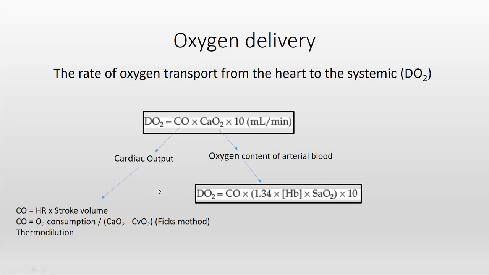And cardiac output is something we can determine with heart rate times stroke volume, but the Fick method is oxygen consumption divided by the arterial oxygen content minus the venous oxygen content. So why am I talking about this? Because I just want us to keep this in mind when we are trying to derive numbers, to keep our end goal in mind about what we're trying to achieve with these numbers.